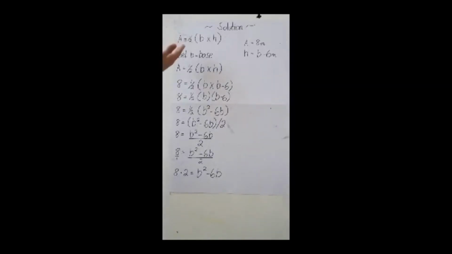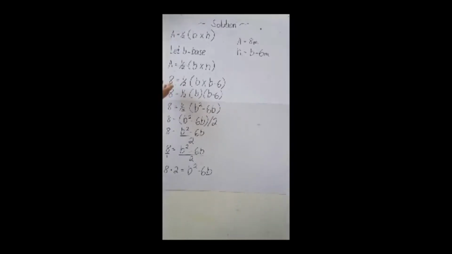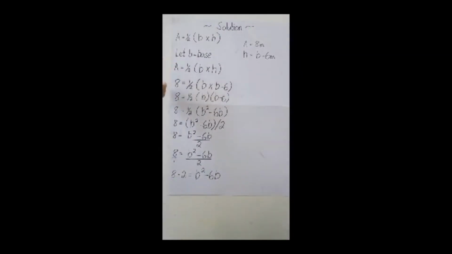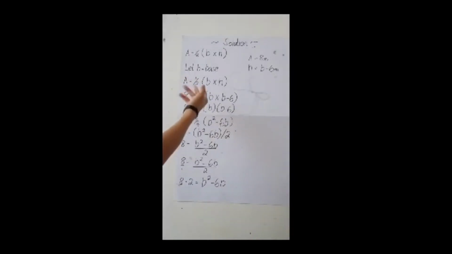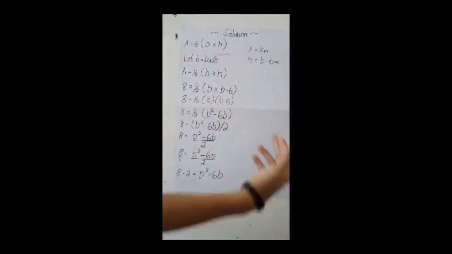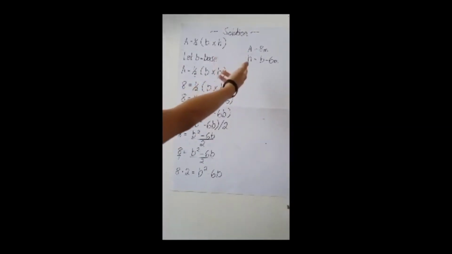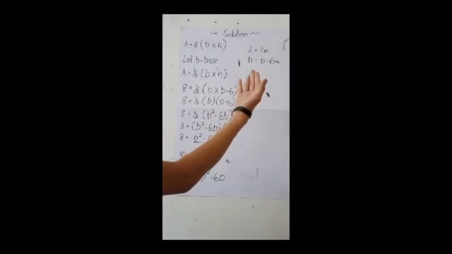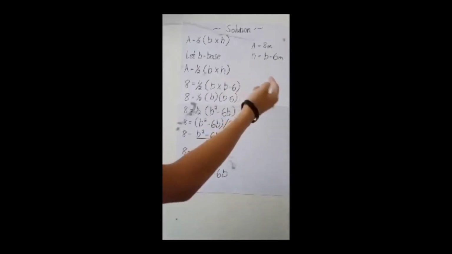So the formula of a triangle is area equals 1/2 times base times height. Let B equals base. To solve the given problem, now let's substitute the given values to the given equation, which is A equals 1/2 (B times H), which is base times height. A equals 8 meters, H equals B minus 6 meters.